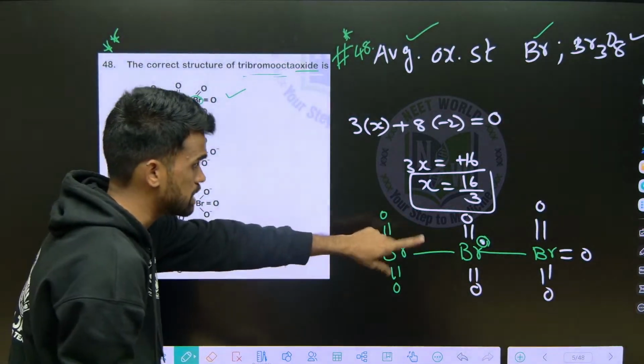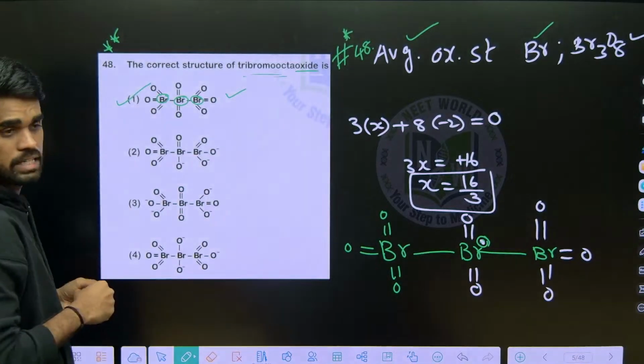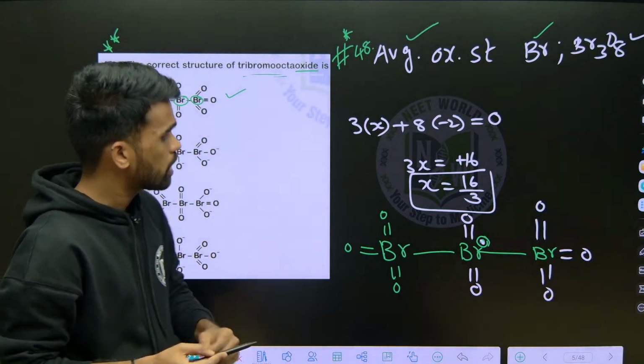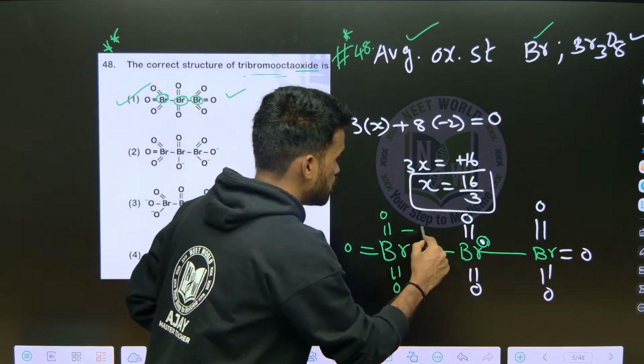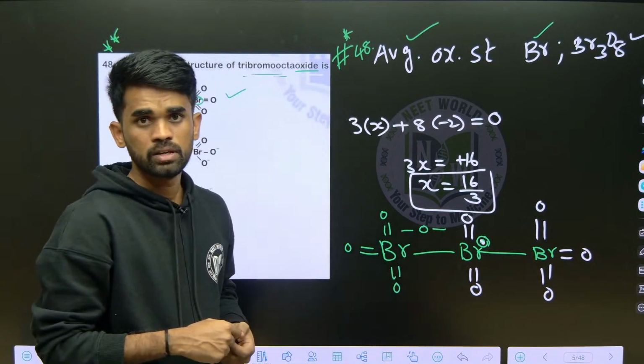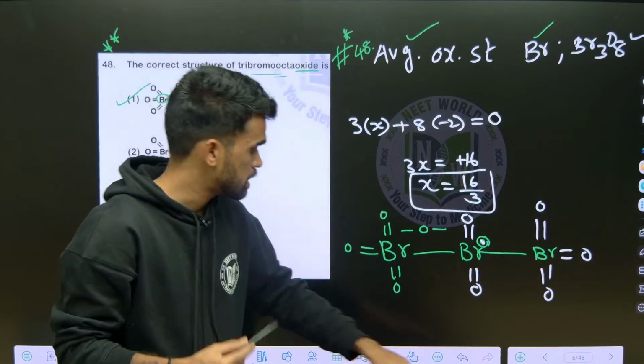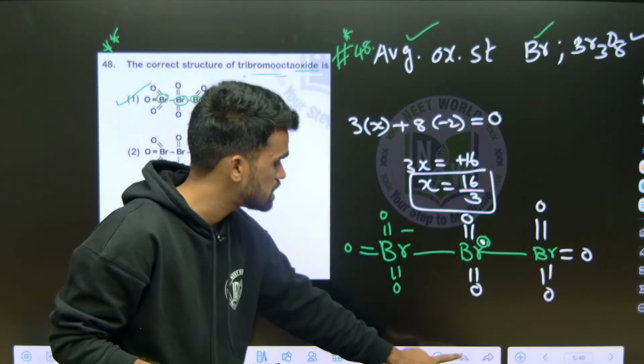So this is the structure, it means the first option is correct here also. And someone asks: sir, how can you say that there is a direct Br-Br bond, why is it not a Br-O-Br bond? Why won't it be like this? This completely depends upon its oxidation state.